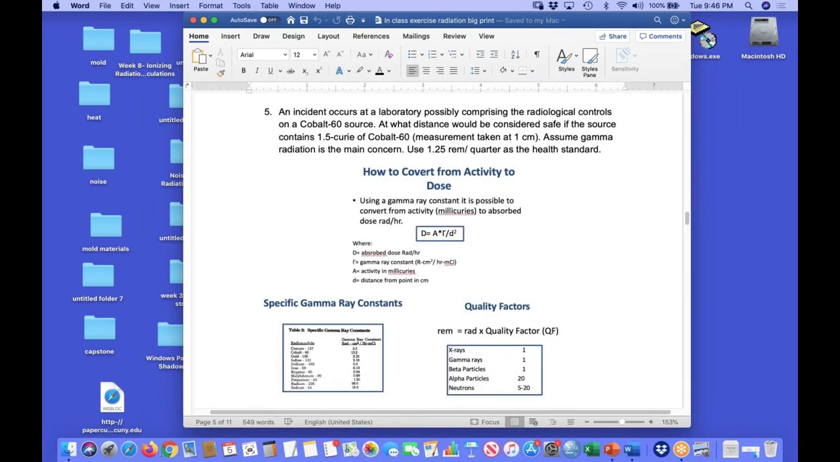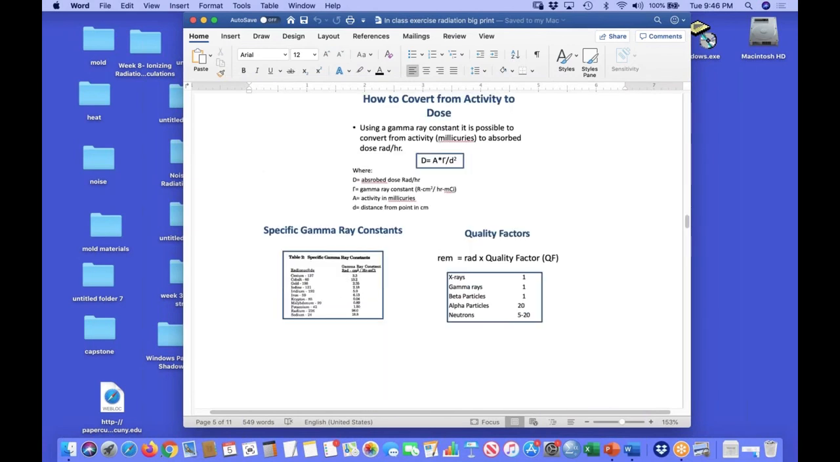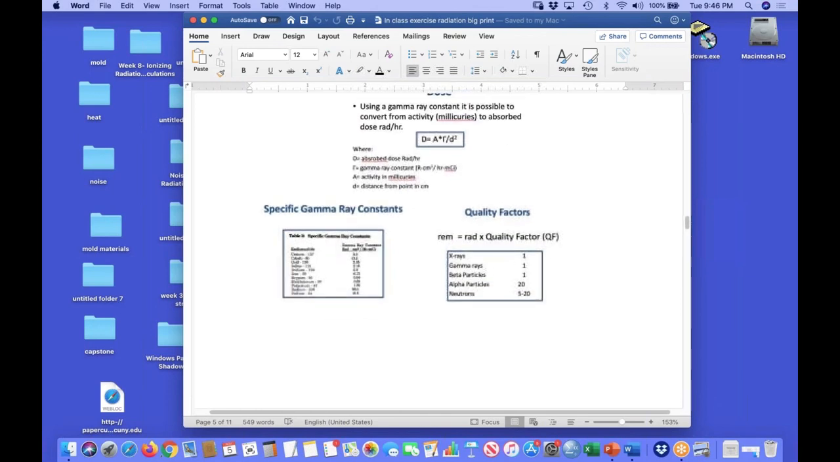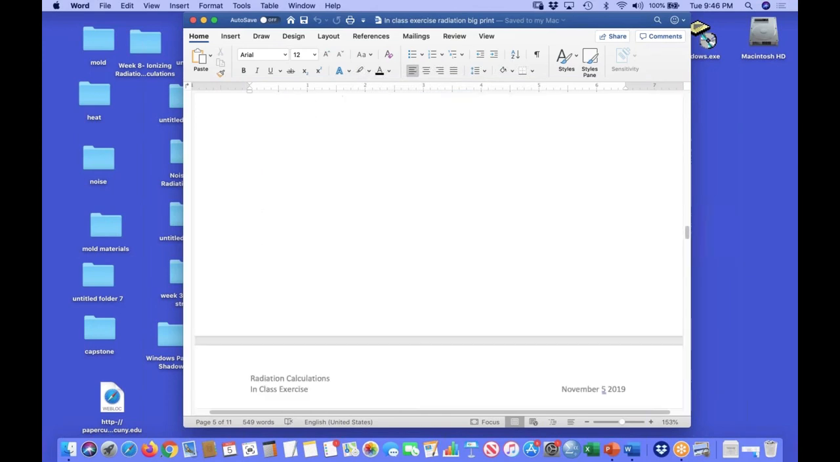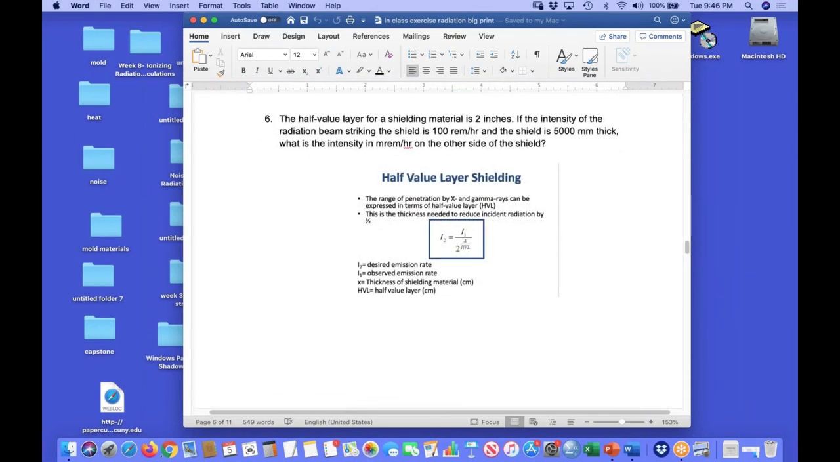An incident occurs at a laboratory compromising radiological controls. How are we doing on time? We're running out of time. This one's a little bit more complicated. Let's move on to 6. I'll upload a version of this that has the formulas with the problem, so that for the ones we don't get through, you won't have to struggle that much.